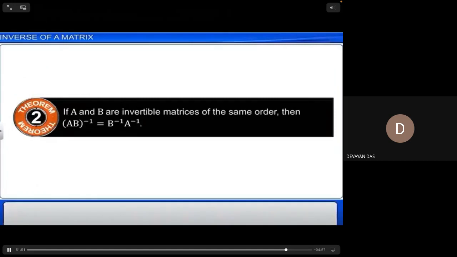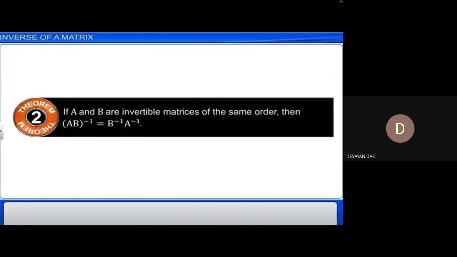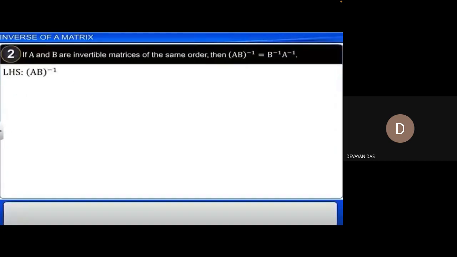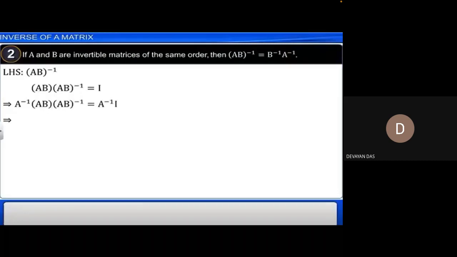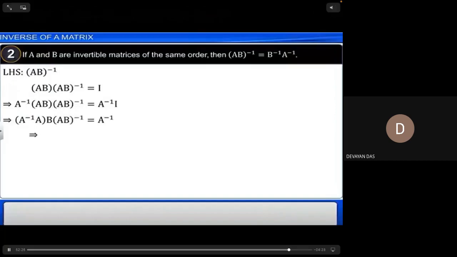Just like the transpose of a matrix, where AB whole transpose equals B transpose into A transpose, in the same way AB whole inverse is equal to B inverse into A inverse. To prove that, first let us consider AB whole inverse. When you multiply AB with AB whole inverse, we get the identity matrix. So, separating it, A inverse is multiplied on the left hand side and right hand side in this step.